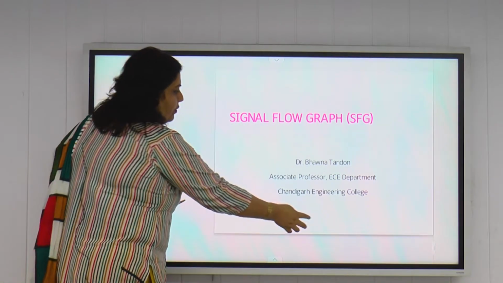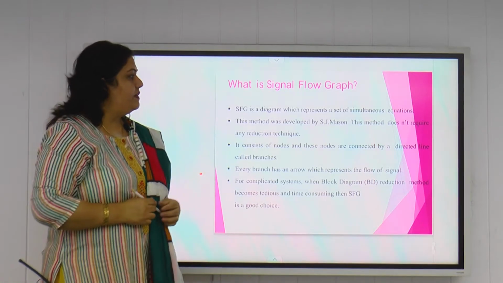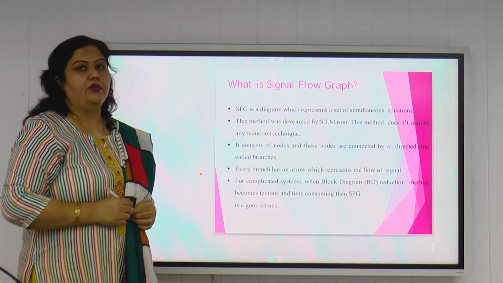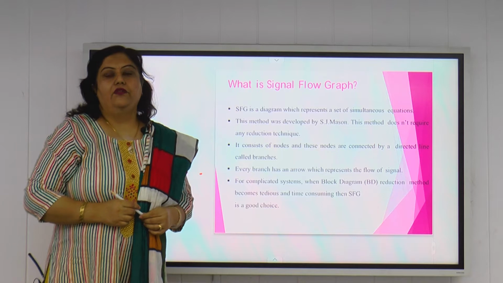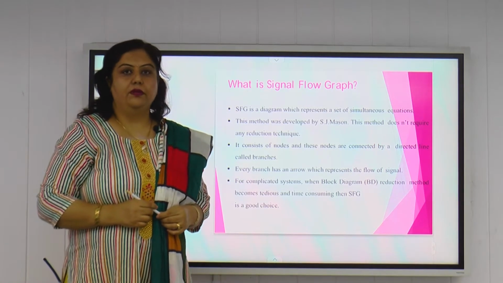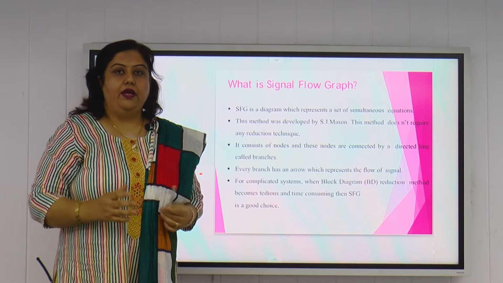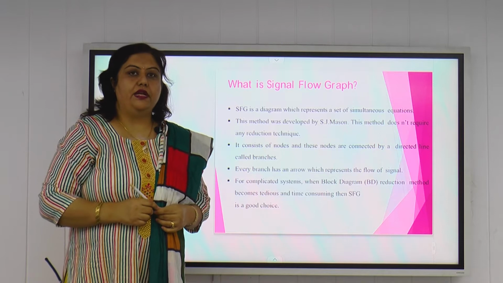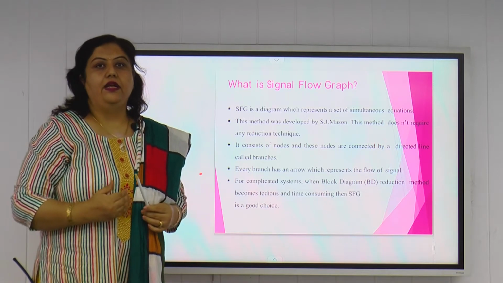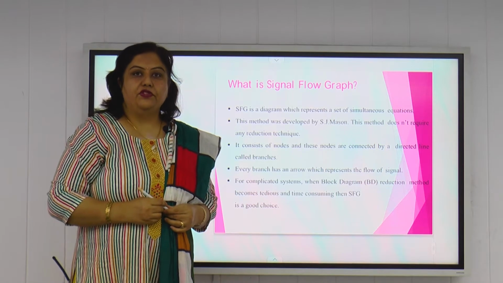So what is signal flow graph? Signal flow graph is a diagram which represents a set of simultaneous equations. Actually, when we have to find the dynamic response of the control system, we need to mathematically model the dynamic system, and then we have to write some equations that explain completely the dynamics of the system. Then the next step is to find the transfer function of the system.